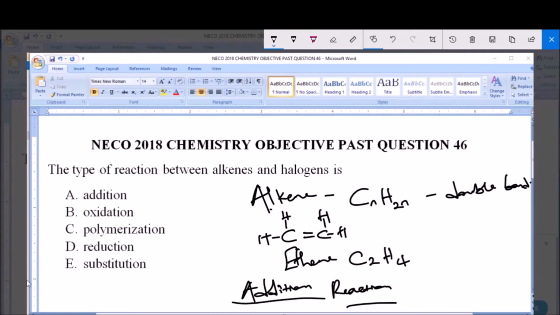Now let me write out the reaction. We have ethene, CH2=CH2, plus chlorine, one molecule of chlorine. Now this will give us what? CH2Cl-CH2Cl. Now if you look at this, the double bond has been broken, thereby attaching what? Two atoms to this molecule. So therefore we say ethene plus chlorine will give us what? 1,2-dichloroethane.